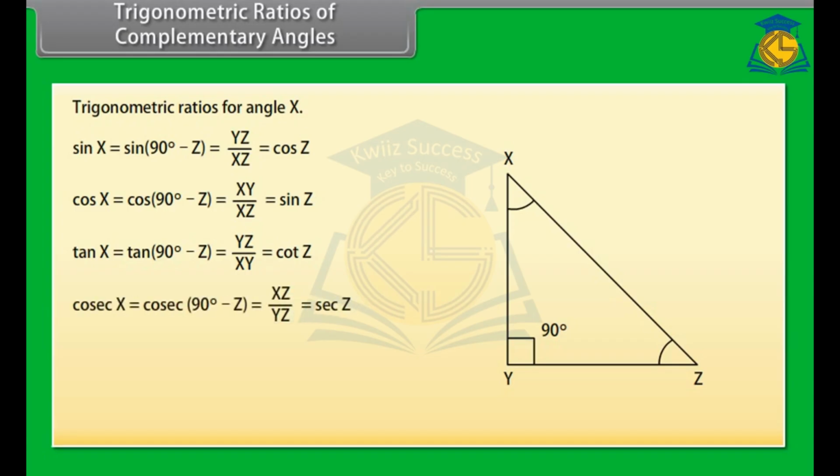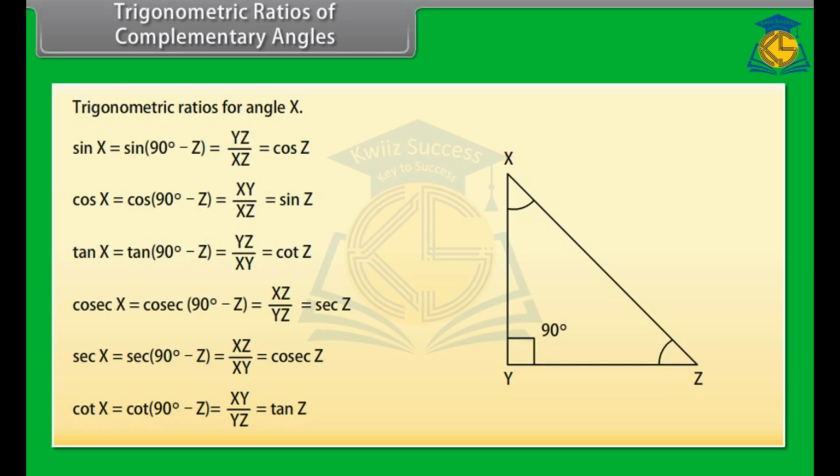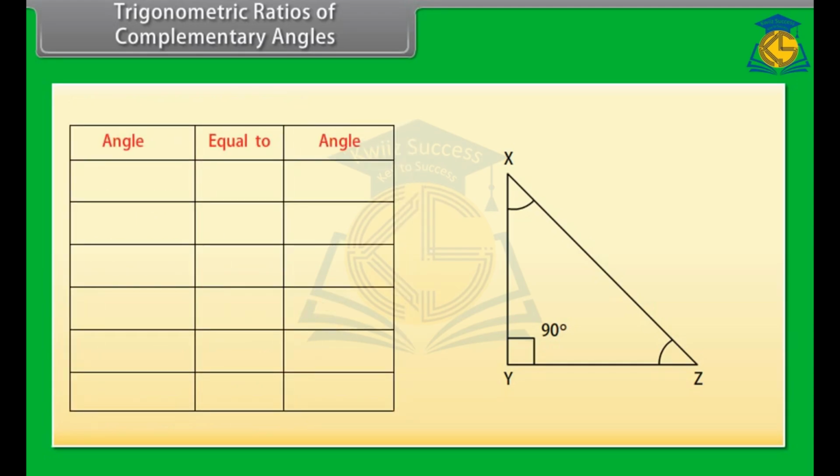Cosec X is equal to cosec (90 degrees minus Z), which equals XZ upon YZ, which equals sec Z. Sec X is equal to sec (90 degrees minus Z), which equals XZ upon XY, which equals cosec Z. Cot X is equal to cot (90 degrees minus Z), which equals XY upon YZ, which equals tan Z. Let us first compile our observation and then use it to solve questions.